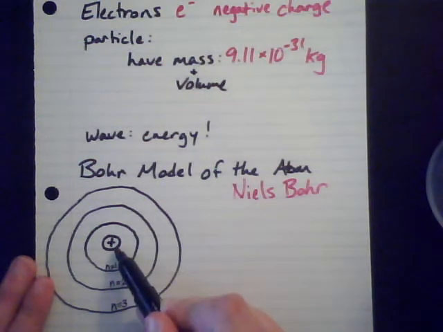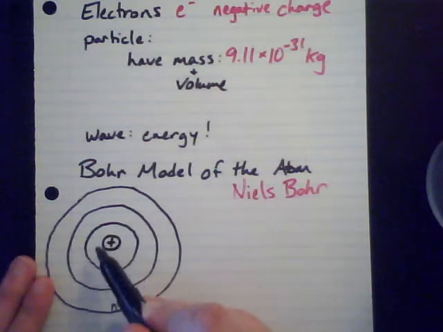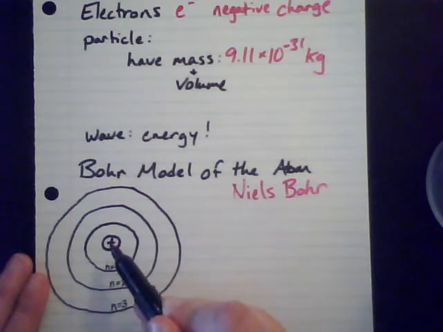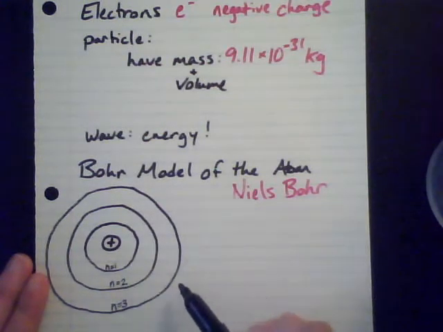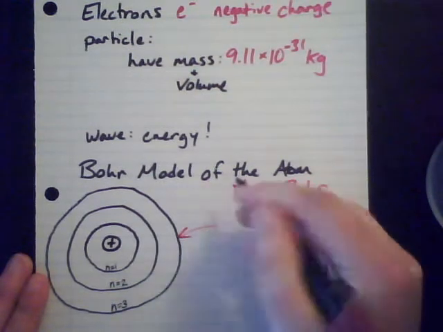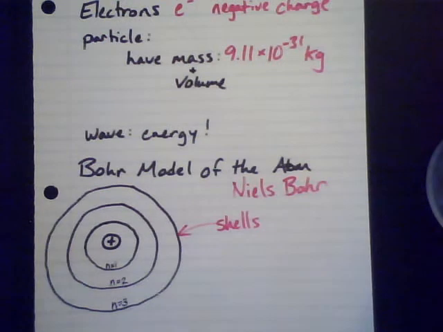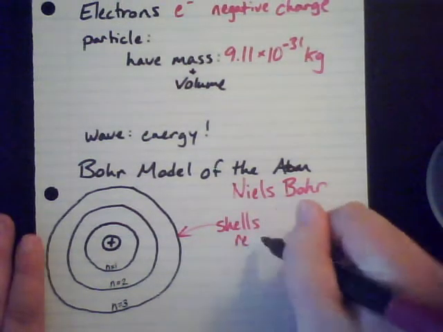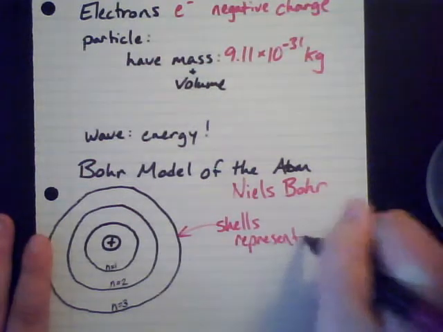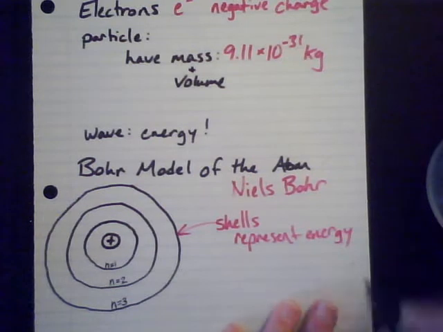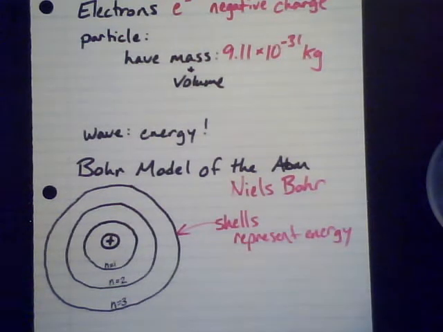So what you're looking at here, you have your positively charged nucleus, so it has protons and neutrons in it, and radiating out from the positively charged nucleus are what he called shells. And these shells represent energy, or energy levels, if you want to think about it that way.